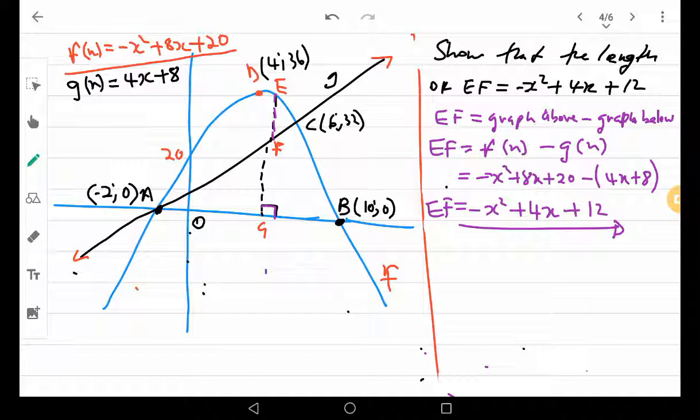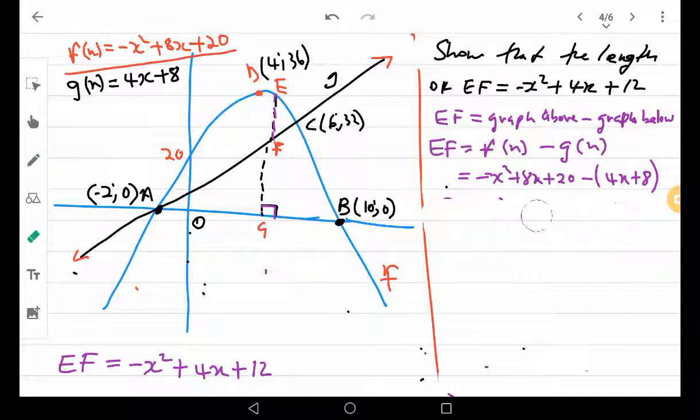So here now the question is to determine the maximum length. Calculate the maximum length. We're given the expression of EF as minus x squared plus 4x plus 12. Then what is the next question?